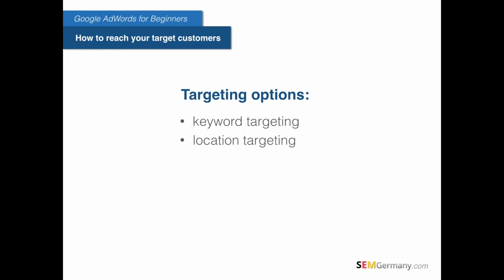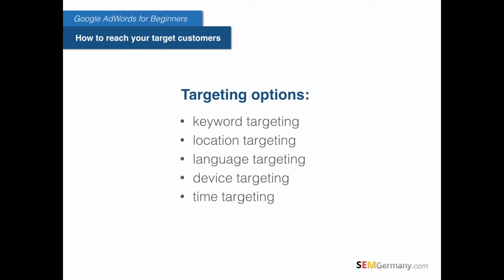Location targeting means you can choose to show your ad only within a specific region or country, or even city only if you want, which especially makes sense when you have a local business and want to reach people only within a specific area. Language targeting means your ad is shown to people with a specific language setting in their browser. Device targeting is interesting if you want to include or exclude people with mobile devices, for example. And time targeting allows you to show your ad only during a specific time.